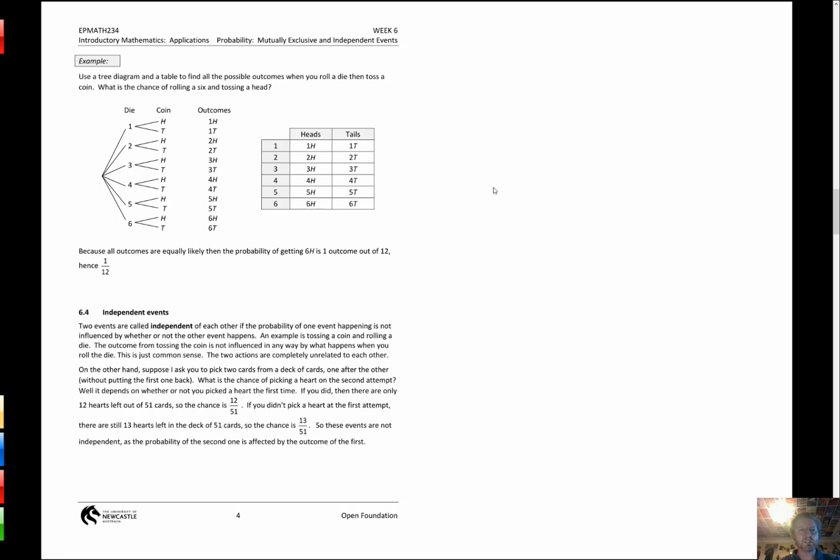So for the question given, what's the chance of rolling a 6 and tossing a head? You can see it's 1 in 12. We've only got the 6 on the head, and yeah, 1 out of the 12.